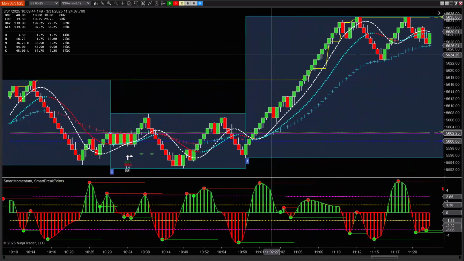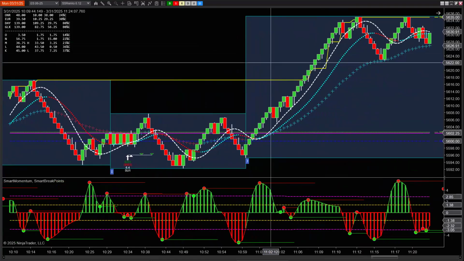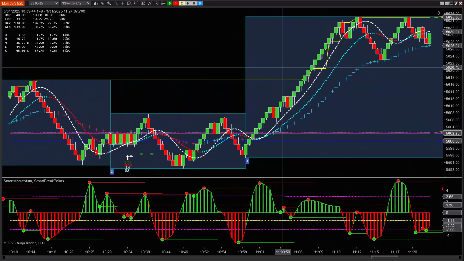This is an interesting thing that happened over here, because when the market starts trending like crazy, what's going to happen? The dots are going to come late. The dots are going to come late. And that is a particular pattern classification.